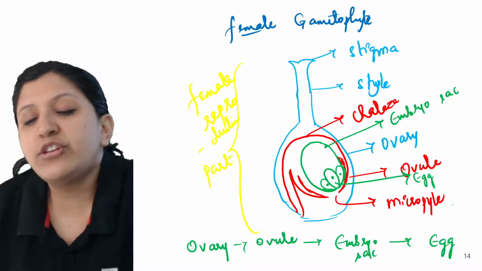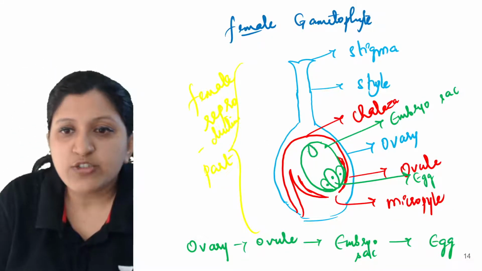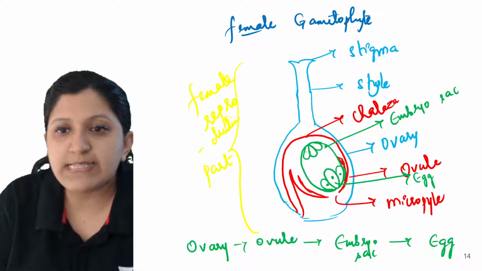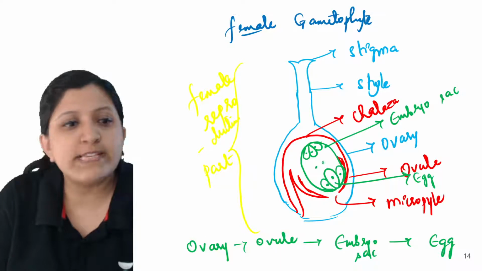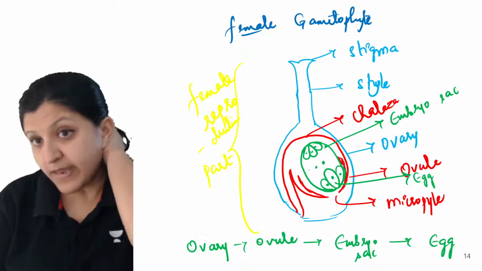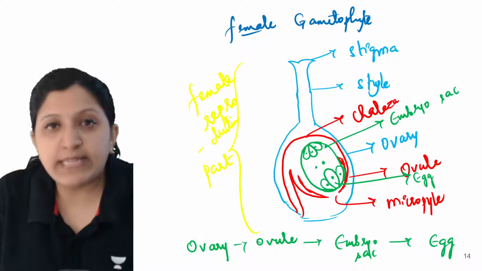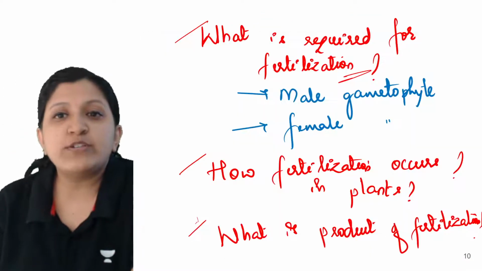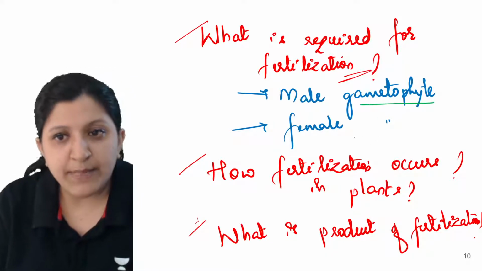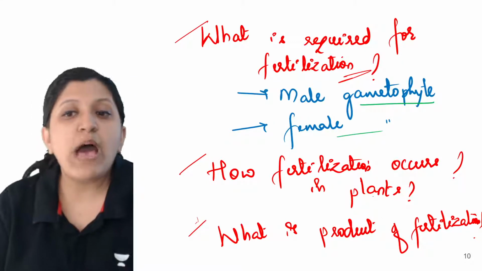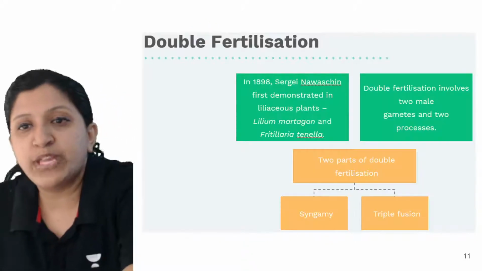Okay. So now this egg is found here, and towards the opposite side are the antipodal cells that you find here. Okay, so these are the antipodal cells, and there are polar nuclei that you find. Now in this case, as we have seen, this is only the egg. So what we are going to discuss in today's class: we saw the male gamete, we saw the female gamete, so how exactly fertilization occurs in plants is what we need to study.